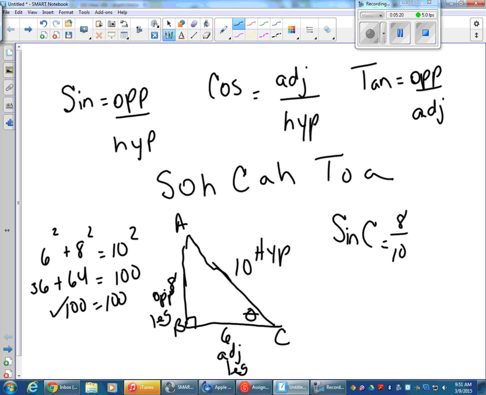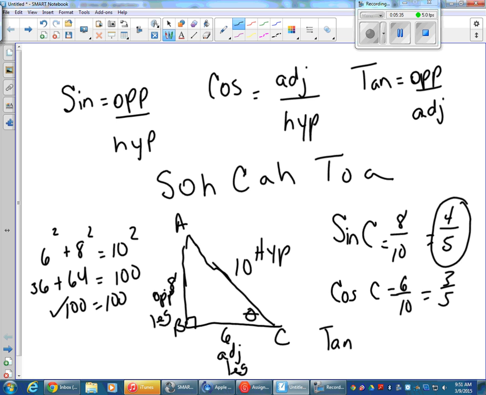8 over 10, which reduces, we already reduced it in the previous problem, to 4/5. The sine of C is 4/5. The cosine of C would be the adjacent divided by the hypotenuse, which is going to be 6/10, which reduces to 3/5. And the tangent of C is the opposite leg over the adjacent leg, which is going to be 8/6, which reduces to 4/3. So those are my answers for the sine of C, the cosine of C, and the tangent of C.